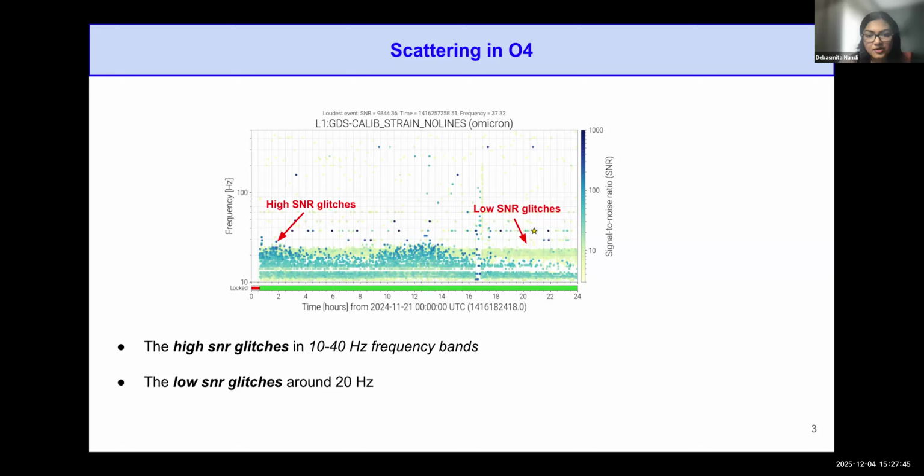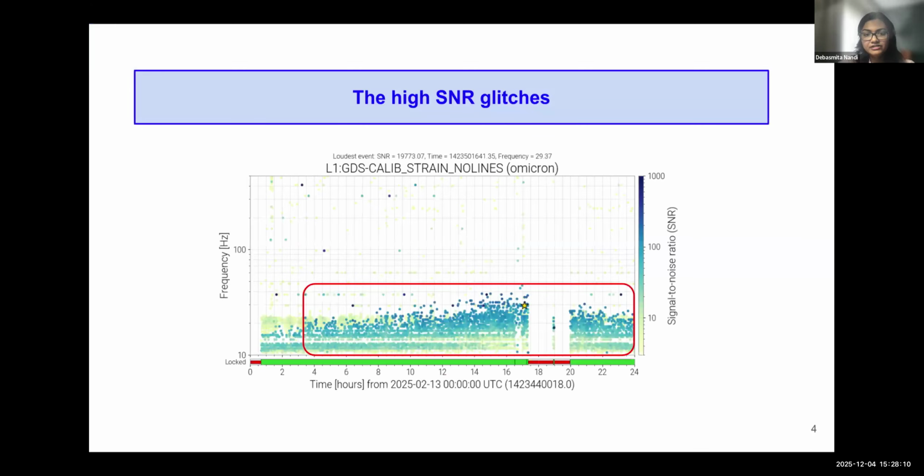They affect us more. And then there is another group of glitches which appear around the 20 Hz band. They have a pretty consistent frequency around 20 Hz, and they have slightly lower SNR compared to the high SNR glitches. These are the main two groups of glitches that we identified in O4 that affect the low frequency sensitivity. So first I will talk about these high SNR glitches.